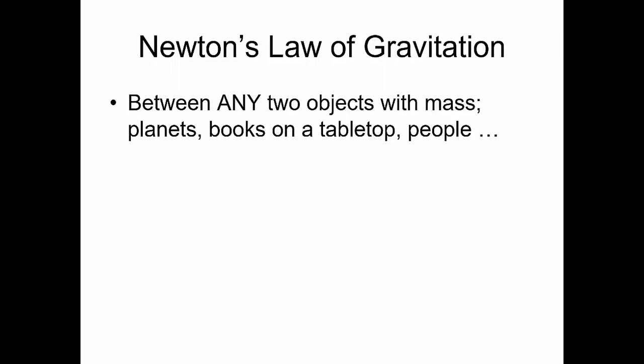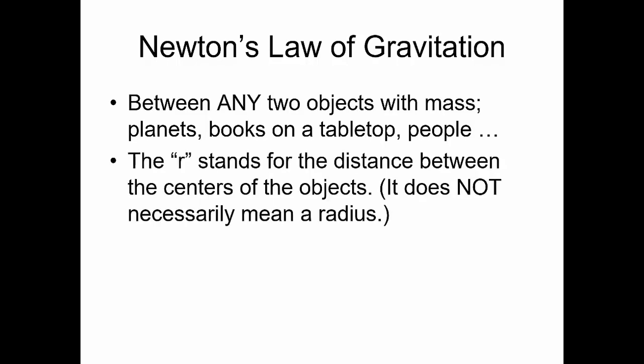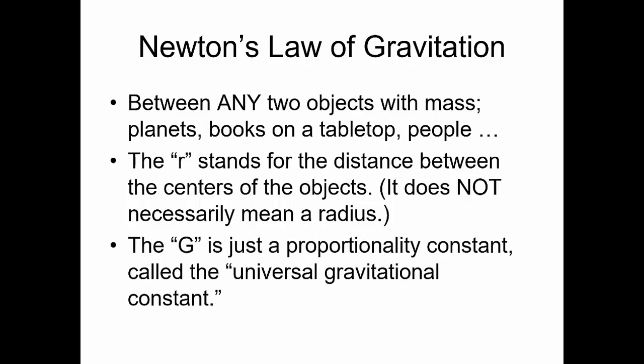Now, it acts between any two objects with mass: planets, books on a tabletop, people, rats and mice, everything. But it's a weak force. To make it have an appreciable value, one of the objects has to have a lot of mass. If they both do, that's even better, but in general, you need a lot of mass to be able to have this be an appreciable force. And again, the r stands for the distance between the centers of the objects. It's not necessarily a radius, but sometimes it is. The G is just a proportionality constant that we call the universal gravitational constant.